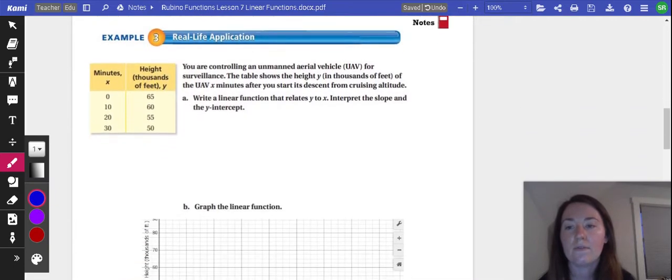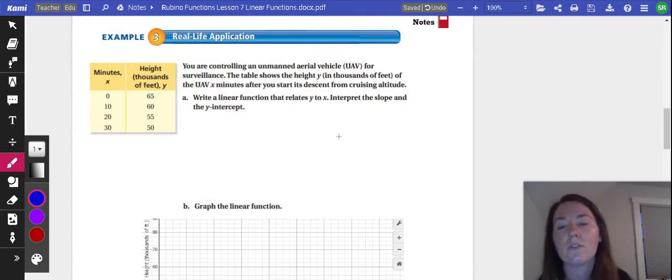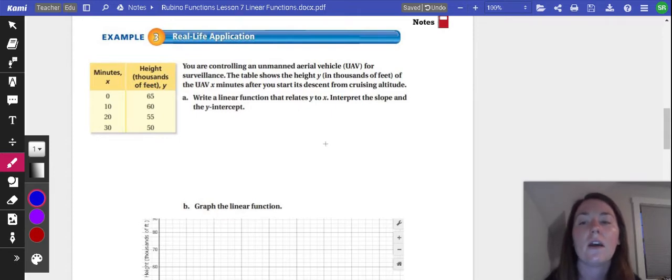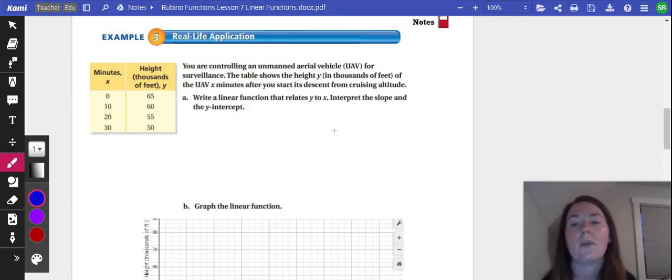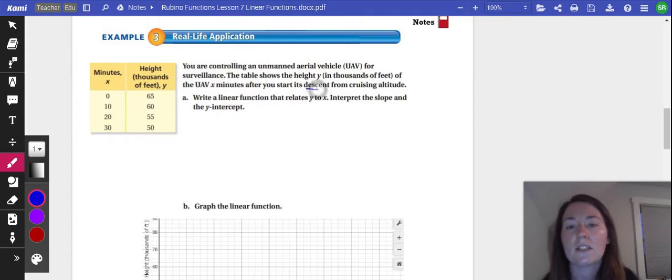All right. Next, we have a real-life application of this. So it says you are controlling an unmanned aerial vehicle for surveillance. The table shows the height y in thousands of feet of the UAV x minutes after you start its descent from cruising altitude. Okay, so we have an unmanned aerial vehicle. Think of that as like a drone that is descending. It says it's starting its descent from a cruising altitude.